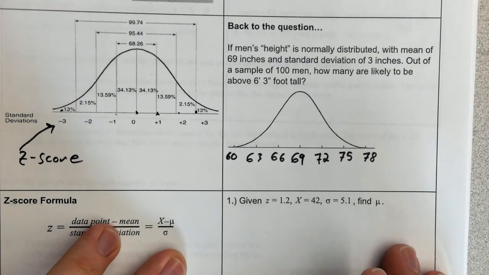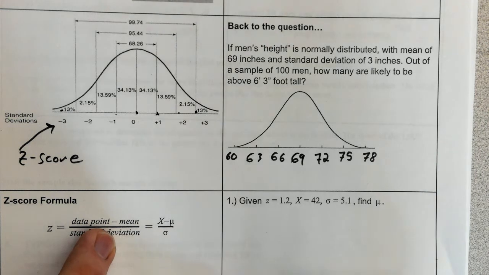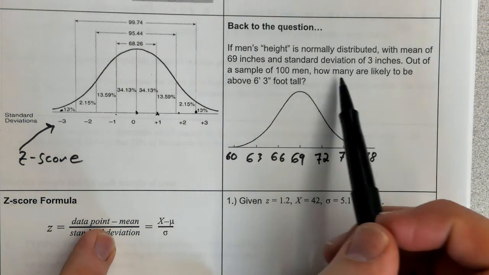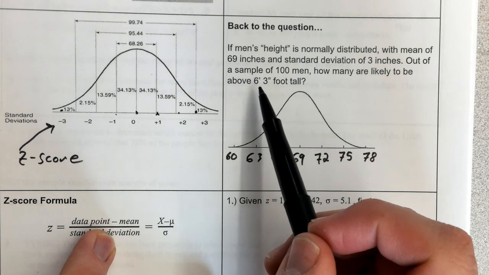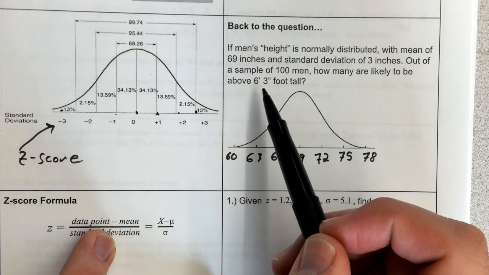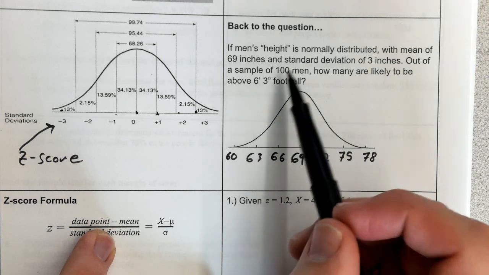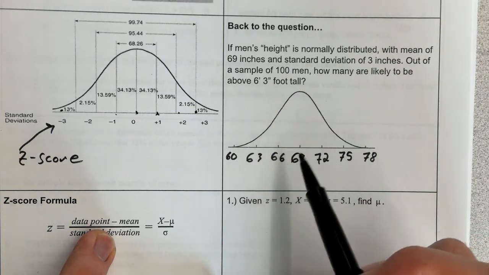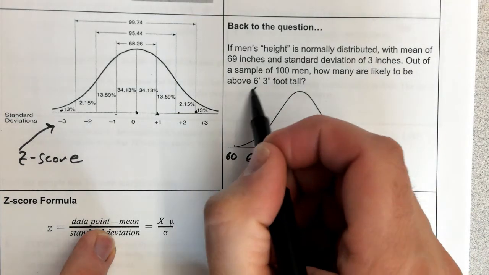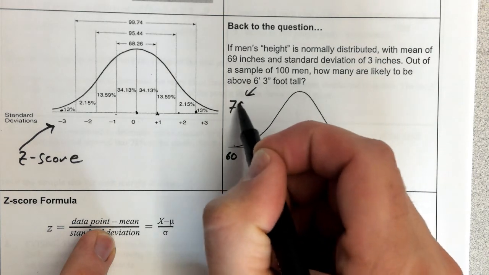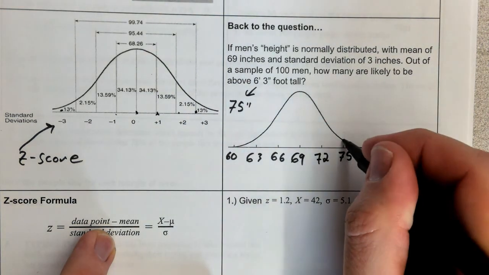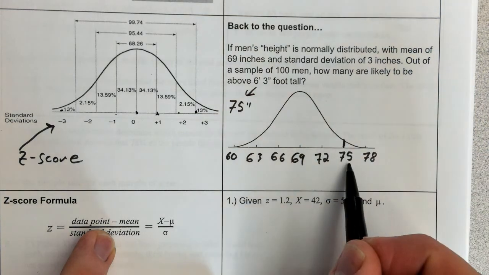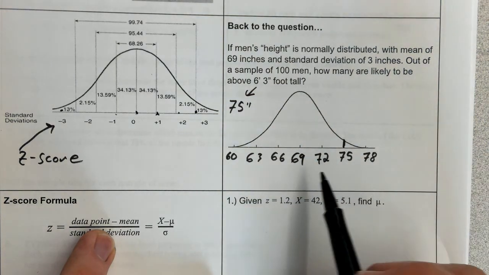Okay. And so the question that we're trying to figure out is, out of a sample of 100 men, how many are likely to be above 6'3" tall? Well, what we need to know is what percentage of men are above that height, and then we'll apply that to 100. Okay. So we need to find 6'3" in inches. 6'3" turns out to be 75 inches. Okay. So 75 inches is right here. That's 2 standard deviations away from the mean. So that'd be a z-score of 2.